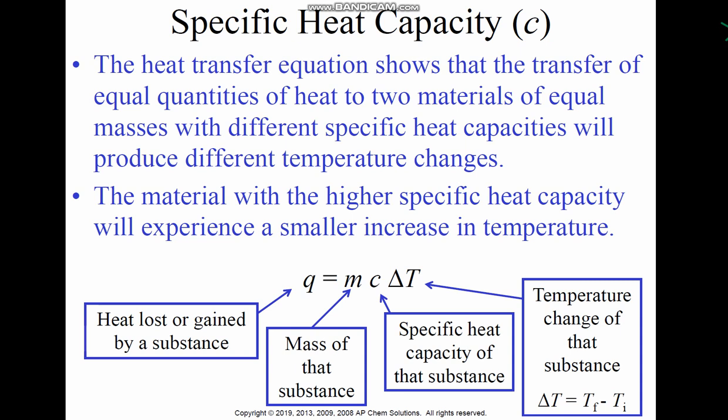Remember when I introduced this equation, Q equals mc delta T, we kind of just glazed over it a little bit, but I really want to point out that the material with the higher specific heat capacity, so when the C is higher, means that it's going to experience a smaller increase in temperature. So the higher this is, the lower this has to be in order for the Q to remain constant. I hope that makes a little bit of sense. You can take just a minute to pause the video here and get a really good handle on what each of these variables in this equation means.